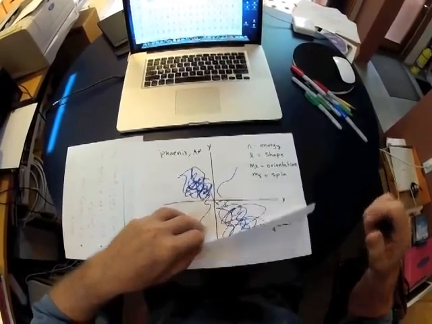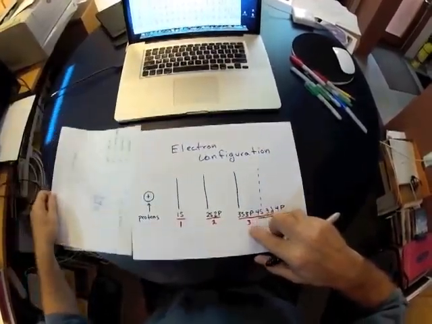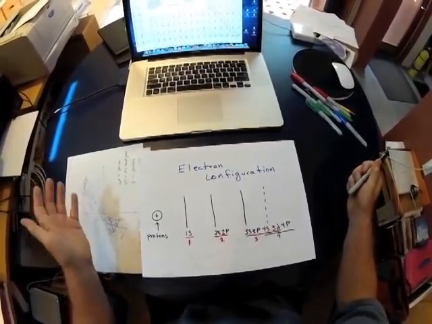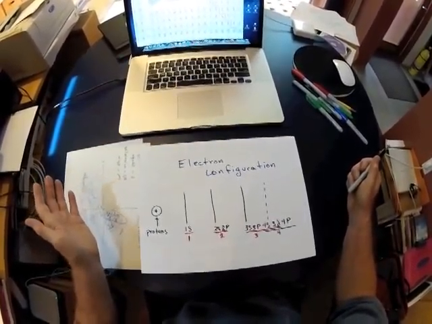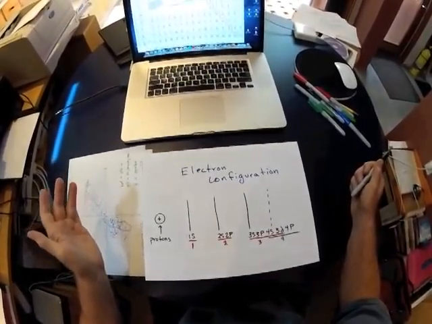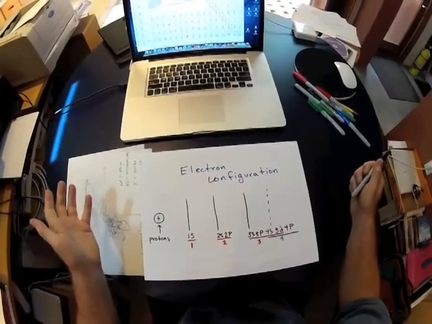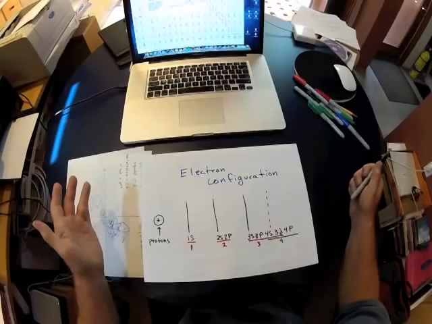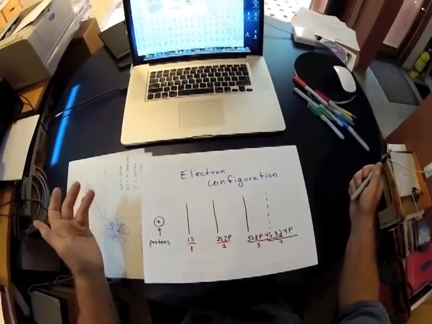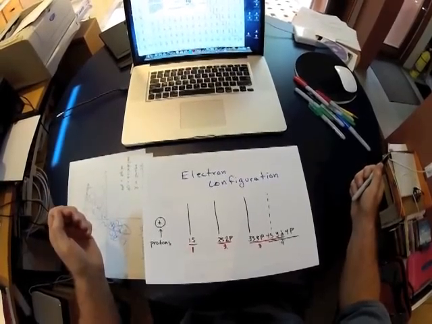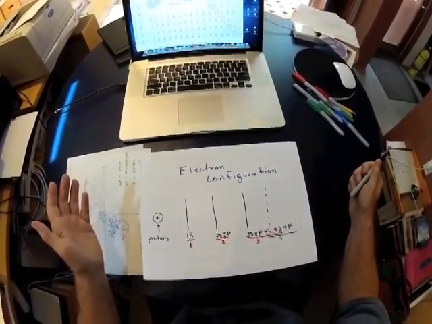Now, how can we take this information and turn it into something that's useful? Something that allows us to very quickly evaluate the electronic structure of an atom. This is a very important concept, because electron configuration, the electronic structure of an atom, tells us a lot about the physical properties and the chemical properties of a particular atom, and it's very useful too in terms of understanding the periodic table.